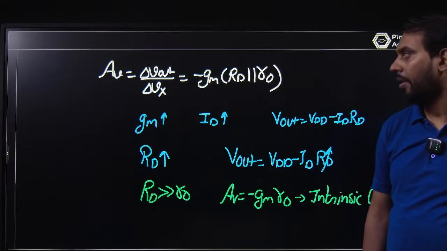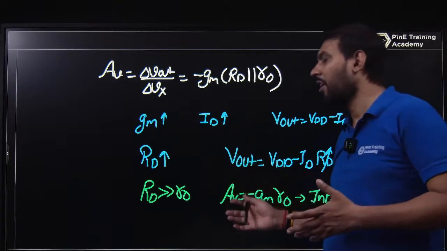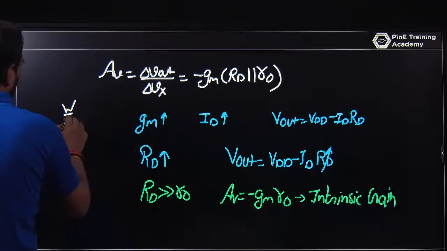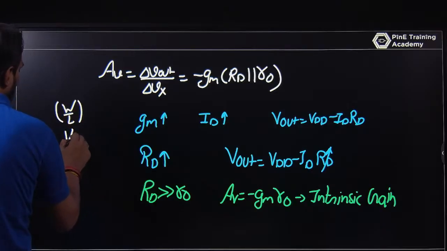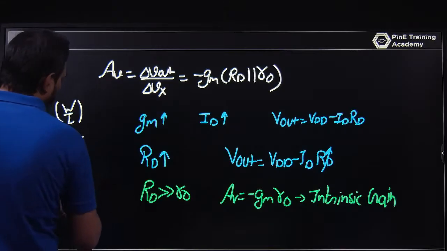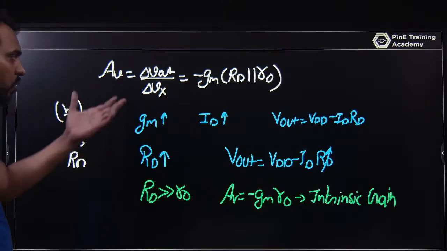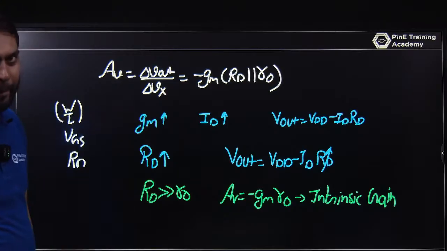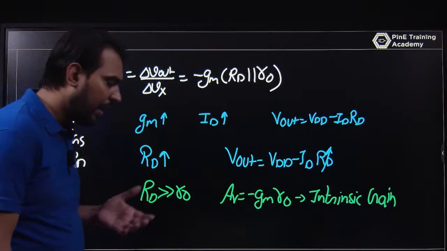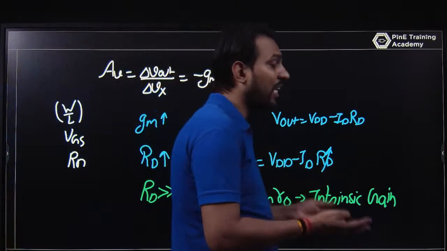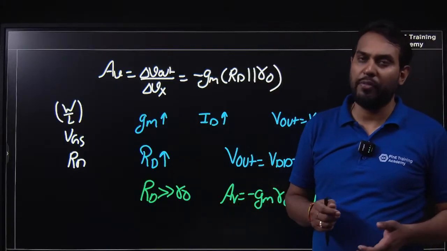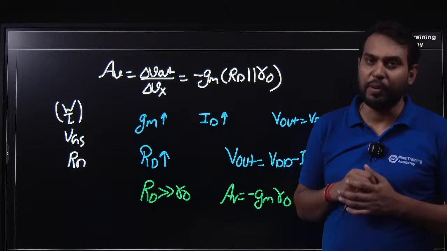Of course, you have a lot of things. You have W by L, you have VGS, and you have RD. A lot of things here you can change, and you can find that gain. But if you have a project, you always have a design specification: design a common source amplifier where the gain is 20 dB.